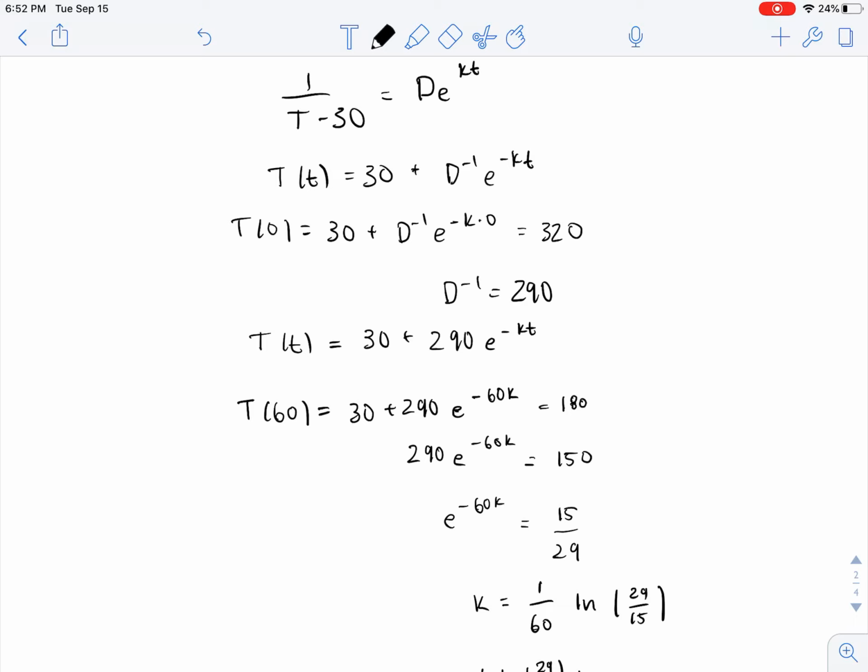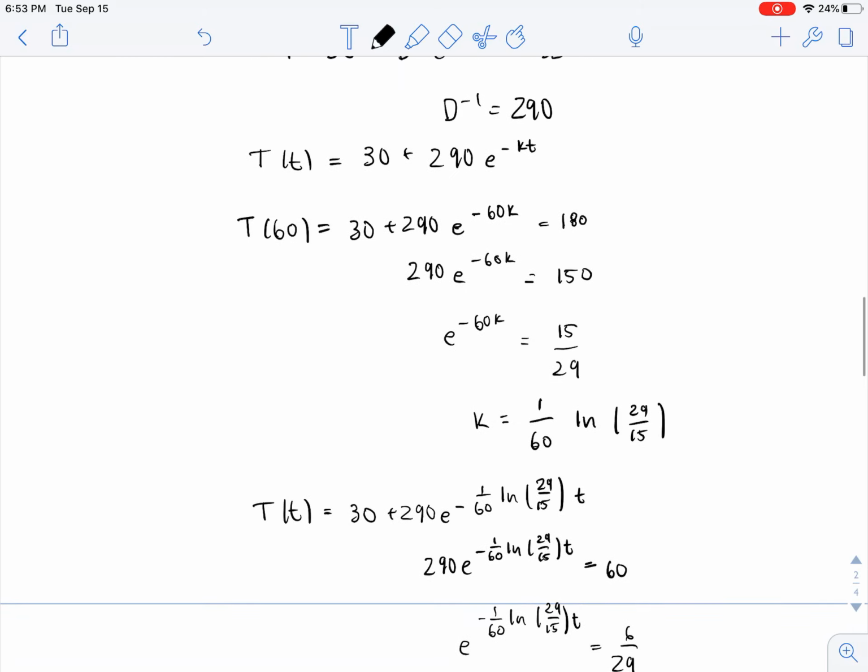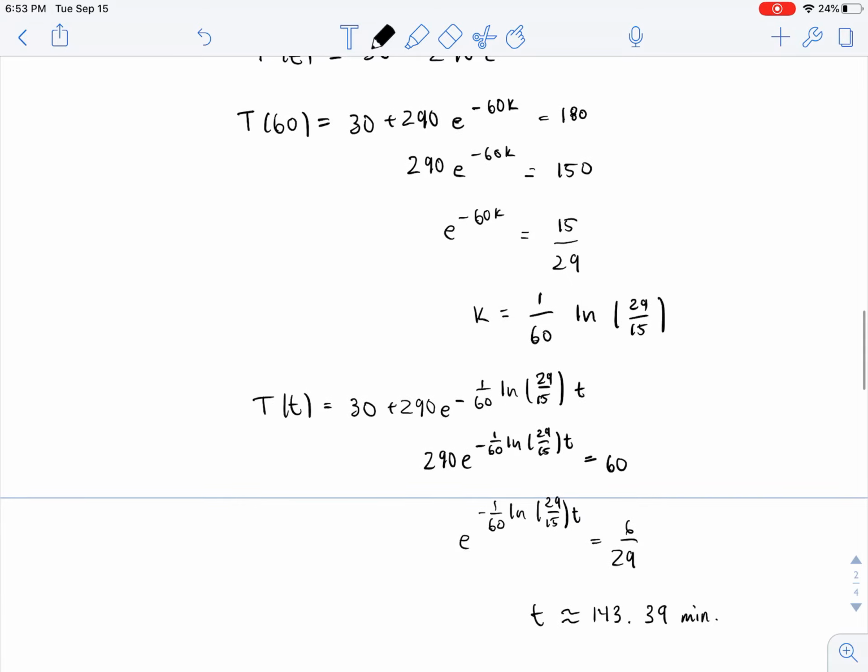Now using another initial value, t equals 60, so T of 60 equals 30 plus 290 times e to the negative 60k equals 180. Solving for k, we get that k is 1 over 60 times natural log of 29 over 15. Plugging this back into T of t, we get that T of t is equal to 30 plus 290 times e to the negative 1 over 60 times natural log of 29 over 15 times t.